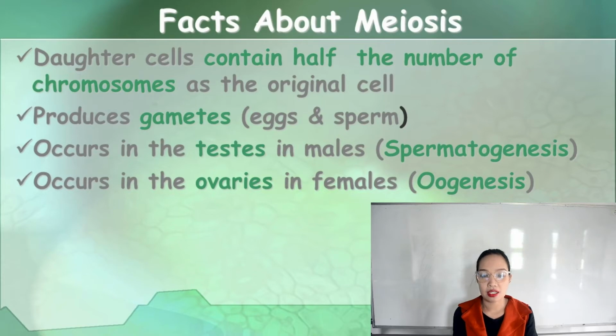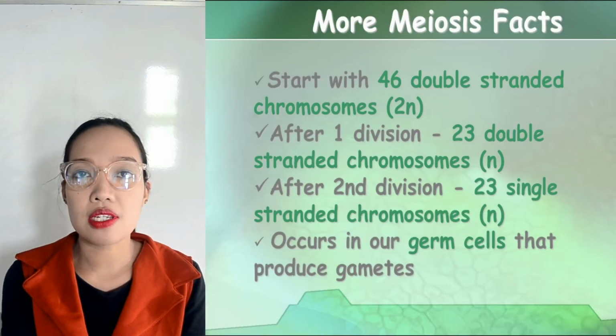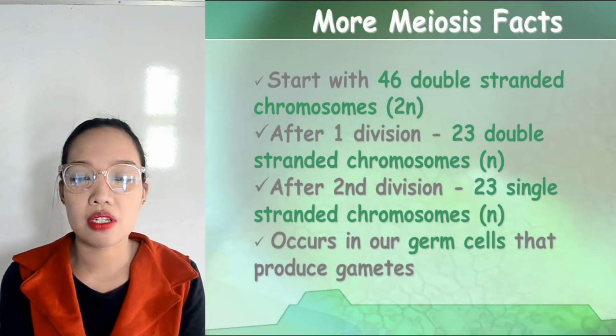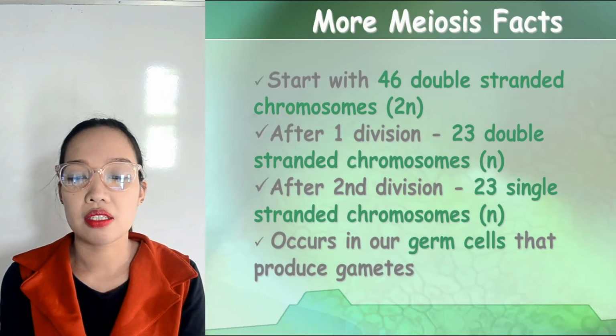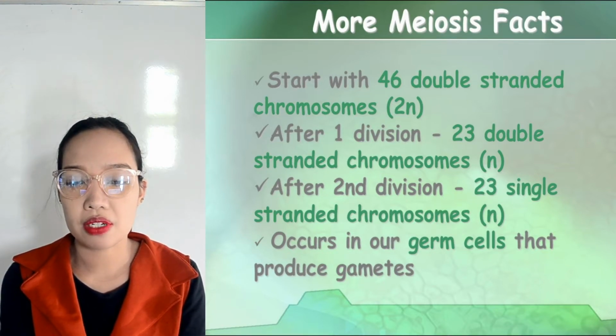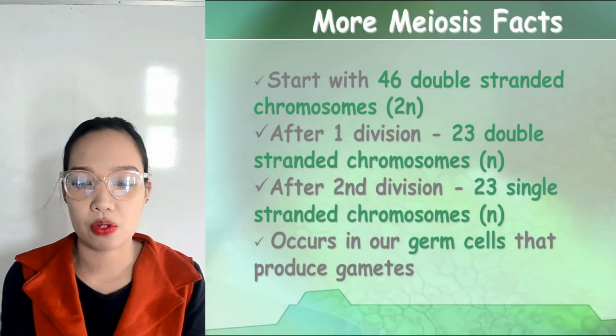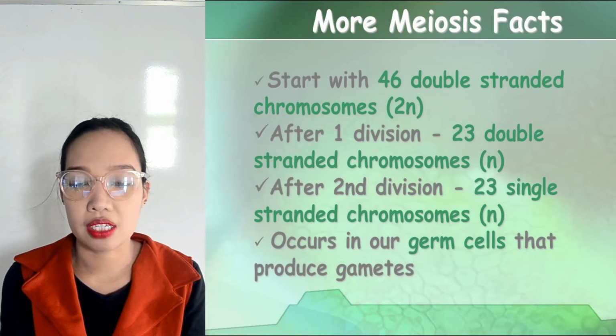the oogenesis. Meiosis starts with 46 double-stranded chromosomes. After one division, 23 double-stranded chromosomes. After the second division, 23 single-stranded chromosomes. It occurs in our germ cells that produce gametes.